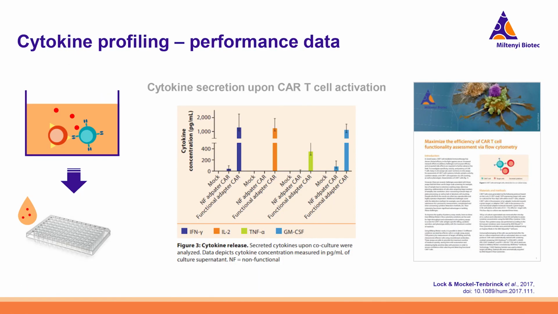Okay, let's take a look at an example experiment. Here, the supernatant from co-culture experiments of CAR T cells and target cells was analyzed using the MaxPlex kit. And as you can see, in the mock control and in the cultures with a non-functional CAR, no or very little cytokine release was detected, whereas high amounts of interferon gamma, IL-2, TNF alpha, and GM-CSF were observed upon CAR T cell activation. This data, which is already published, you can also find in this application note on the right for more details.